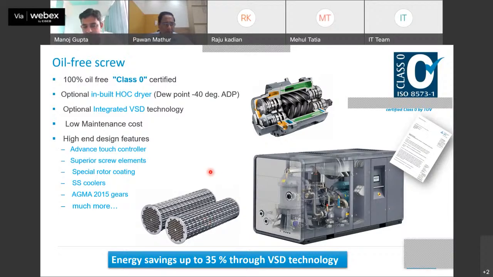With the help of VSD technology, we can save up to 35% energy. And we have the VSD available with 75 to 80% turn down. So that is very important. If the load demand is very varying, you can use the VSD and you need not waste unload power.